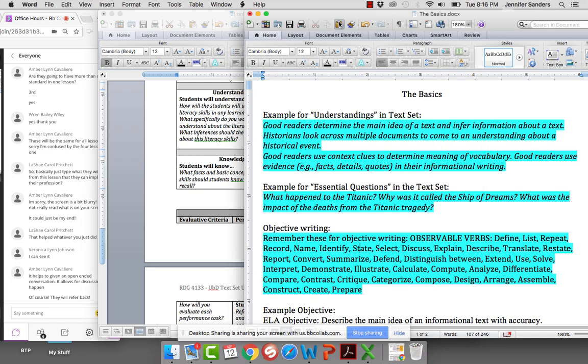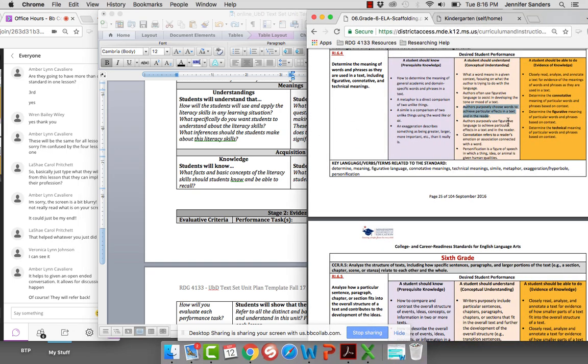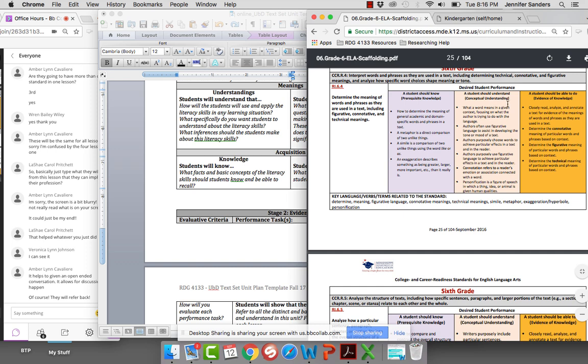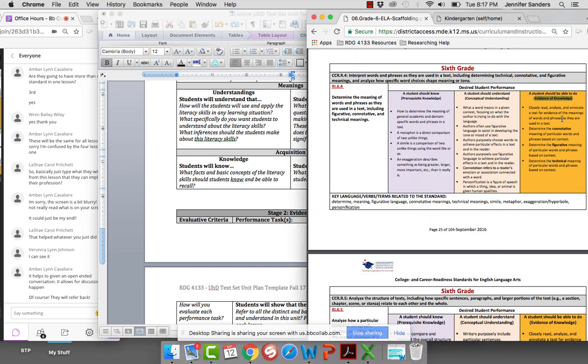When we talk about knowledge and skills, just refer back to your scaffolding documents. Here's the knowledge, that conceptual understanding. Here's that evidence of knowledge. And the skills are, what are they going to be able to do? And those you just pull out. Like knowledge would be what a word means in a given context. And then here, what is a skill? They're going to have to closely read.